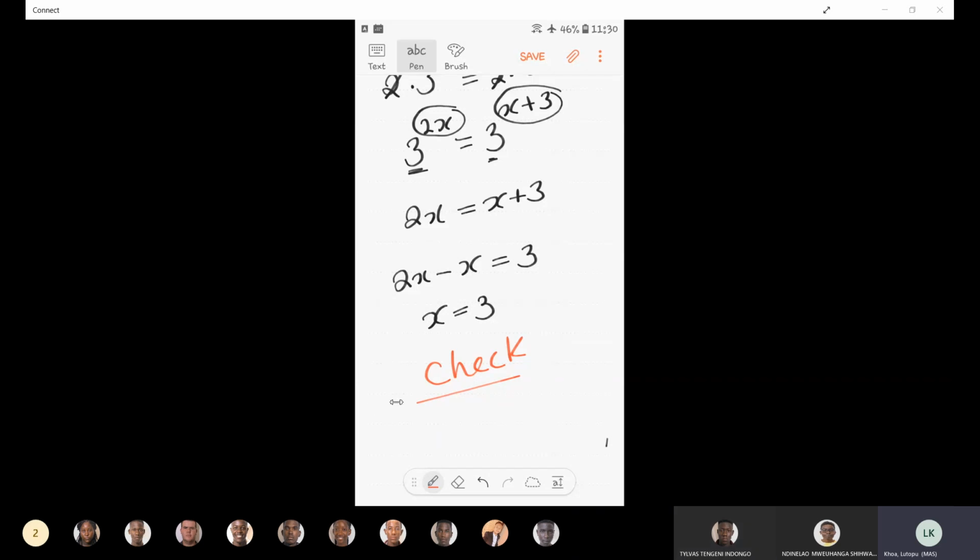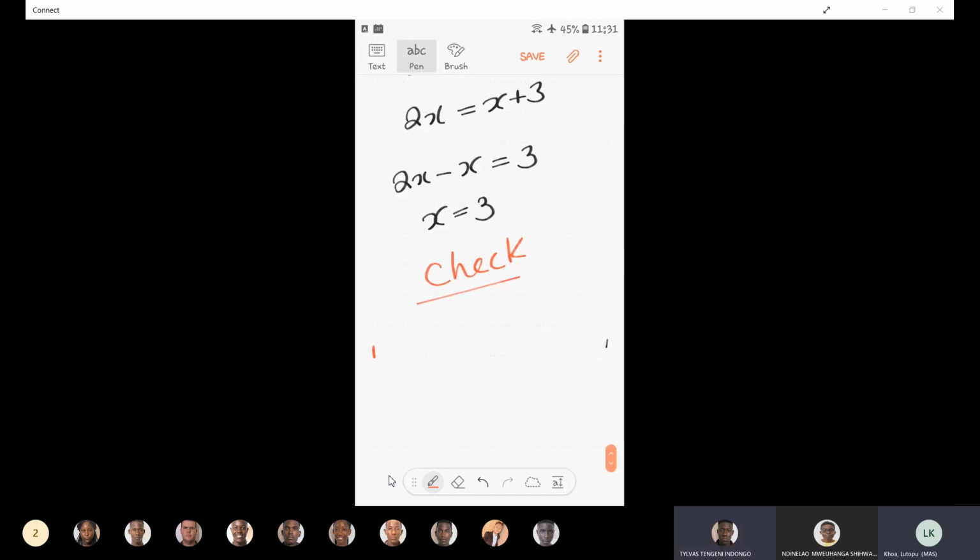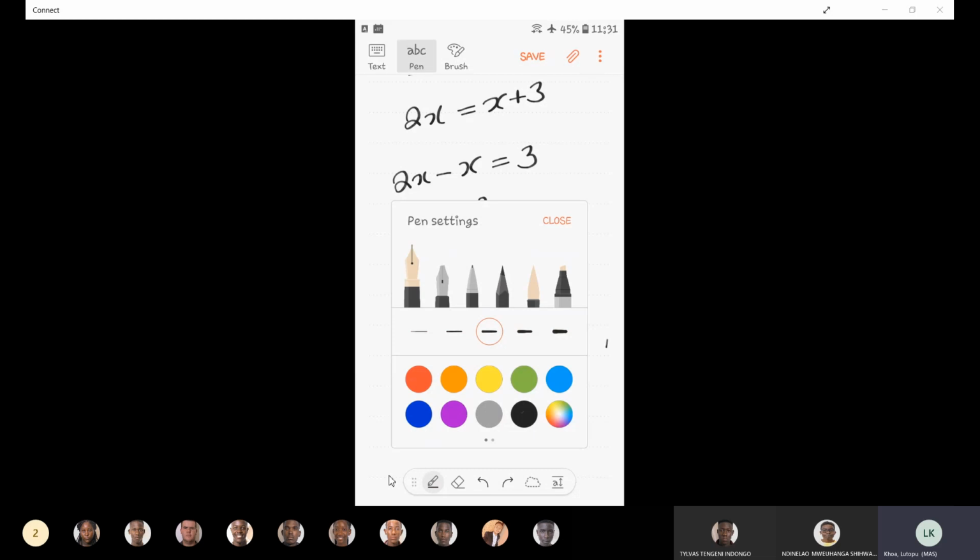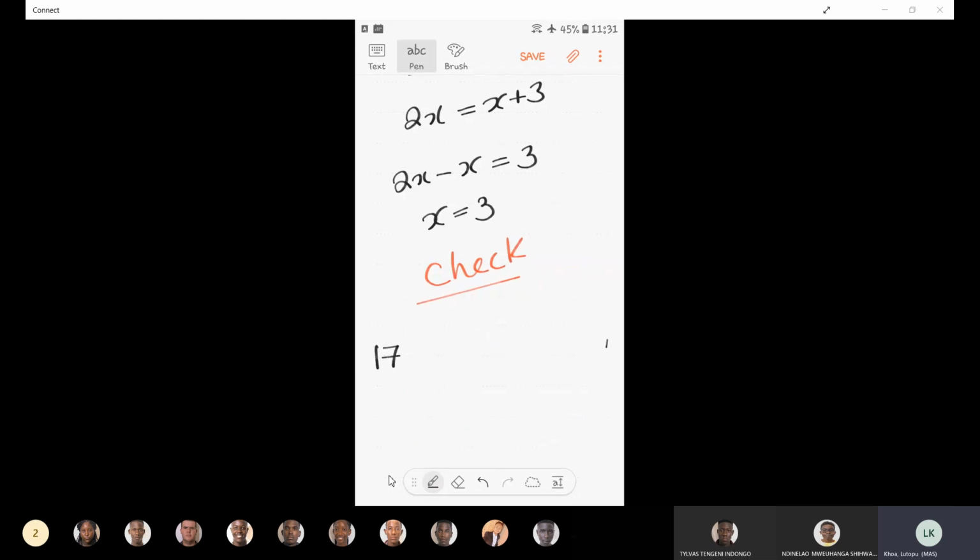Okay, let's move on to the next one, number 17. With number 17, it says you are allowed to leave your answer to 3 decimal places, so you can use your calculator for number 17 if necessary. Now number 17, we have 2 log of alpha minus 3 minus log of alpha plus 1. This is equal to 1.